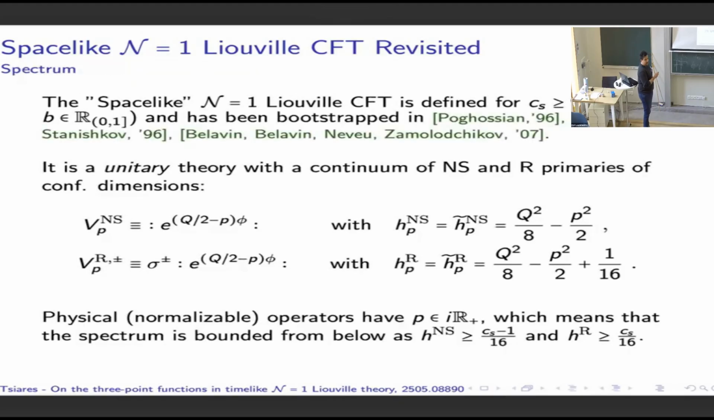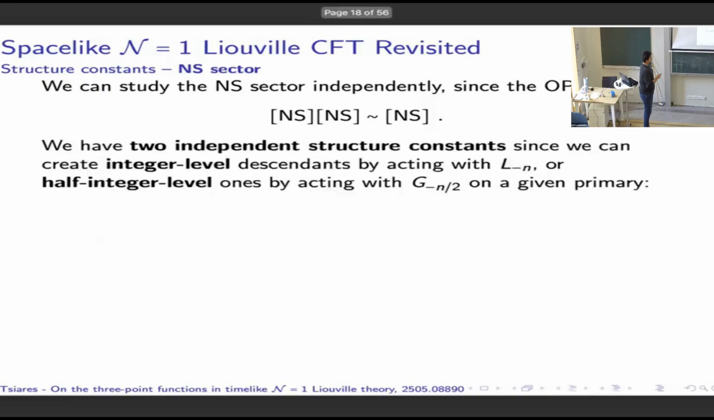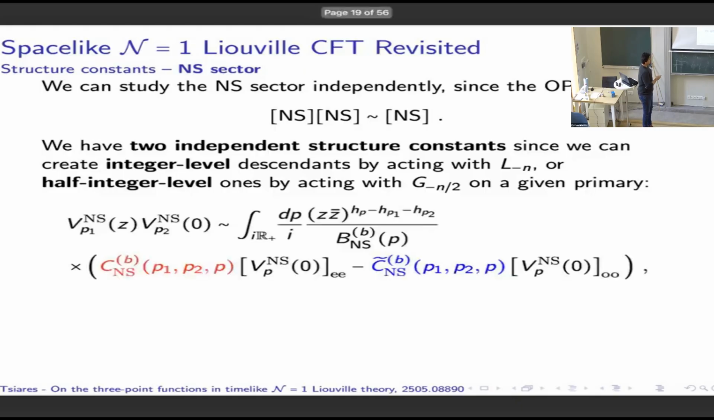In terms of the fields of the action, the vertex operator corresponding to the NS field is basically the exponential of phi. In the Ramond sector, we have a double degeneracy, which is captured basically, if you're familiar with the free fermion, by the spin and disorder operators. And then you dress it on top with this exponential of the field. The formula for the conformal dimension of the Ramond field differs by 1/16 exactly because of this. So the physical normalizable operators of the theory are characterized again by P imaginary, just like in the N equals 0 case, and the spectrum is bounded from below.